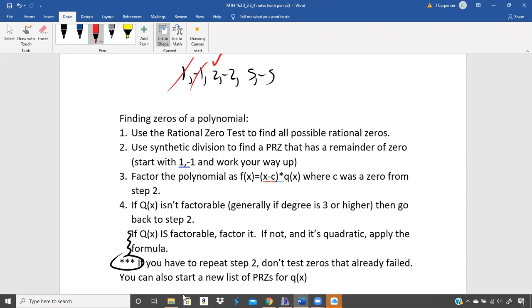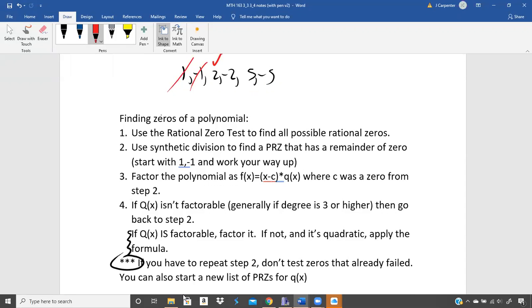And when you do try them, you're only worried about plugging these into the quotient. You don't need to go back to the original polynomial. You need to do this in the quotient. So make sure that you're not going back to the original polynomial. Do this in the quotient, because if a zero worked in the original polynomial, it's going to keep working. You'll just see that two work over and over and over again.